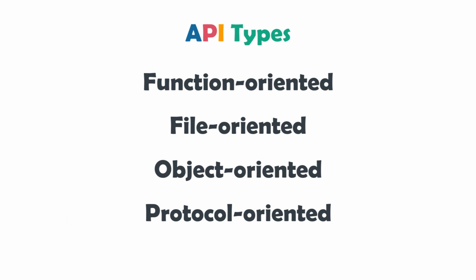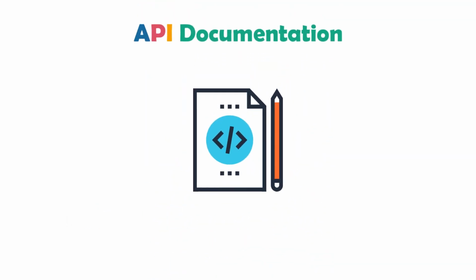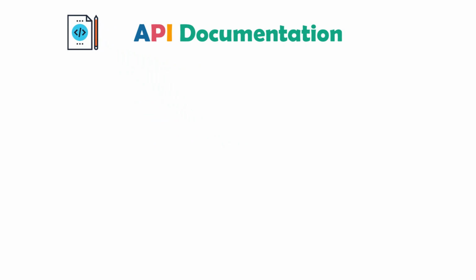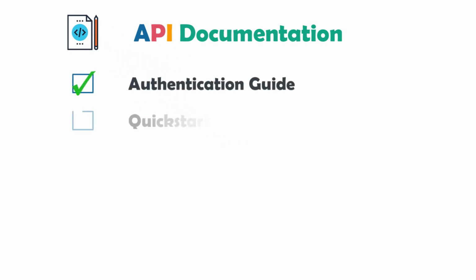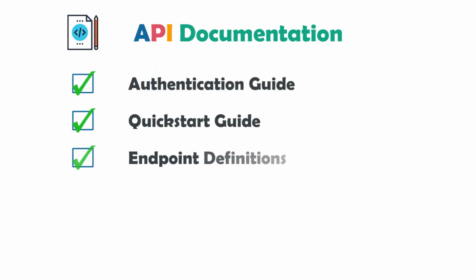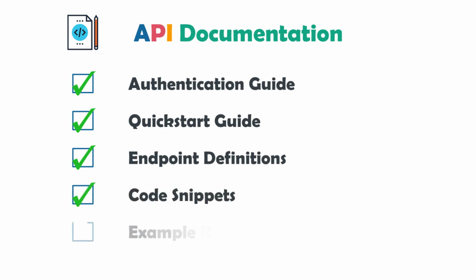The last point in this video I would address is the API documentation. Creating a smooth and enjoyable experience for those implementing your APIs is essential. With just how much competition there is nowadays, API documentation is one of the keys to success. A good API documentation is characterized by different points. The main points are as follows: authentication guide, quick start guide, endpoint definitions, code snippets, example responses. An example of good documentation is the Twitter API.